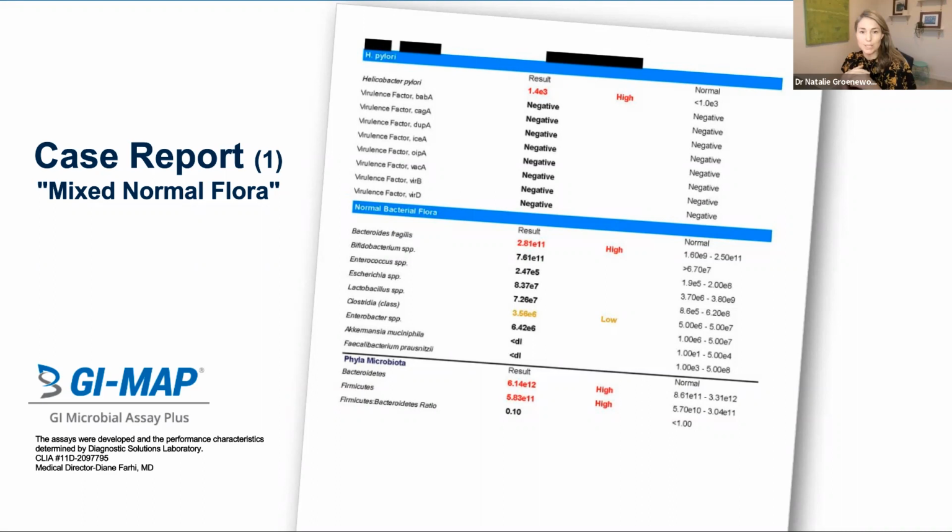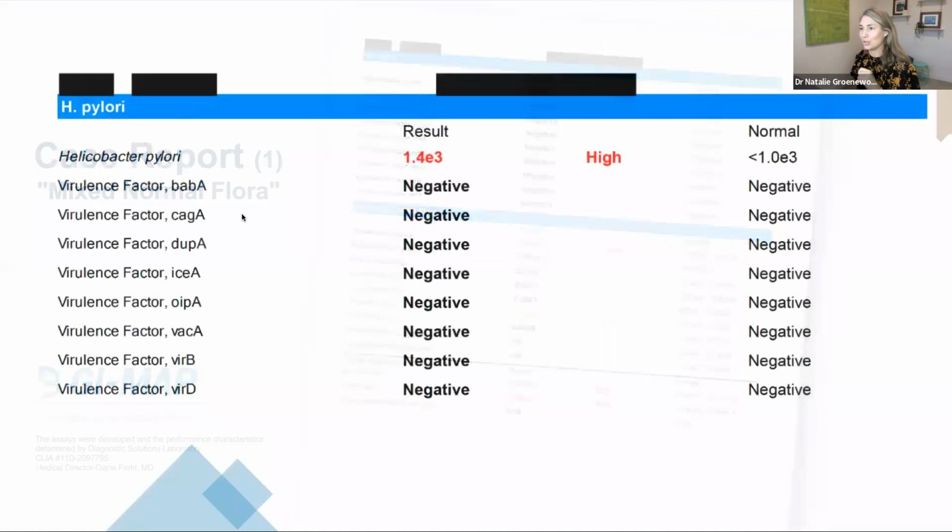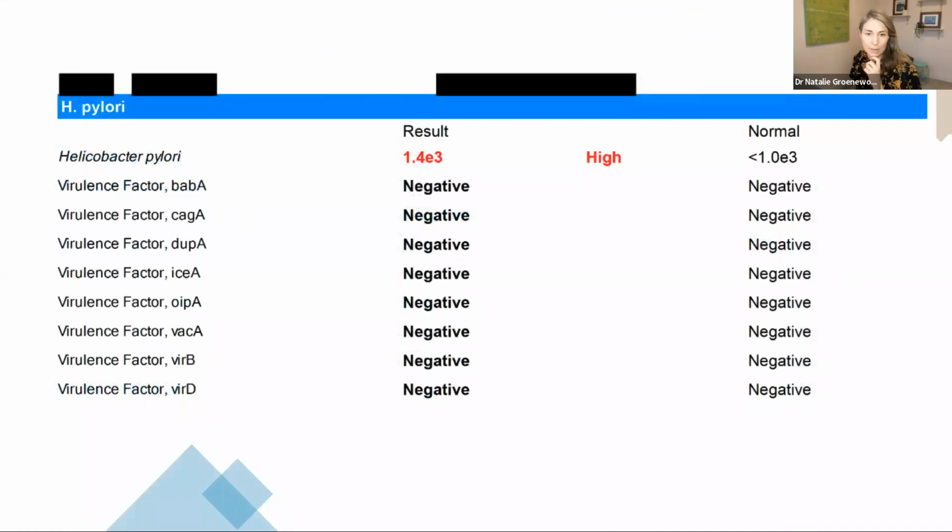I really wanted to start with this case. It is, again, that mixed case, so we've got a bit of both. And I find that most practitioners find that these kinds of cases are the hardest to interpret, but I'm going to go over that in detail to give you some real tangible information to lean on. So again, back to our patient, the 42-year-old female. This is her test results for the GI map.